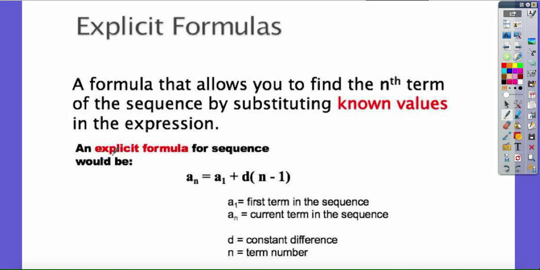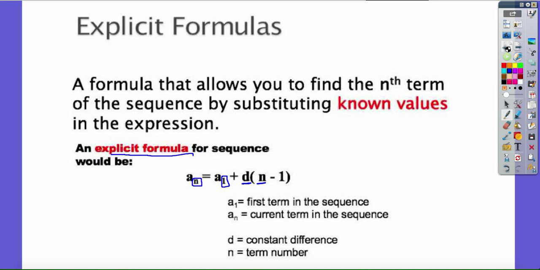So in this formula, the explicit formula, again, a sub n represents any number in the sequence, like any position number. A sub 1 is always going to be the first number in the sequence. D is the common difference, which is the pattern, and again, n just represents the term number.